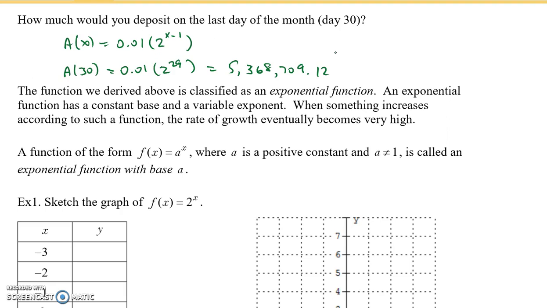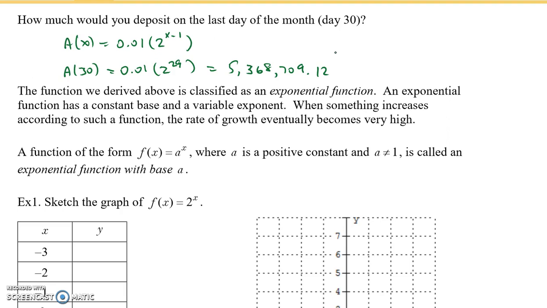So the function we derived above is classified as an exponential function. An exponential function has a constant base and a variable exponent. When something increases according to such a function, the rate of growth eventually becomes very high, as we demonstrated in answering this last question.